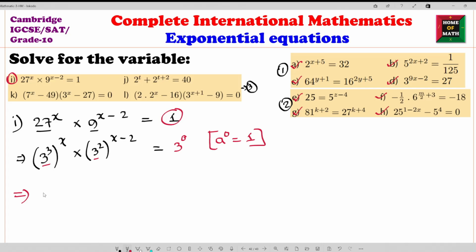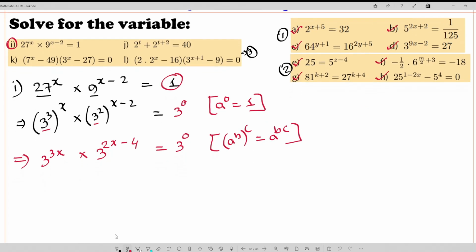This one we can write as 3 to the power 3x, times this one 3 to the power 2x minus 4, and this one 3 to the power 0. Okay, this one we can make a side note: a to the power b to the power c, we can write as a to the power bc. Then 3 and 3, we can write 3 to the power 3x plus 2x minus 4, and here is 3 to the power 0.